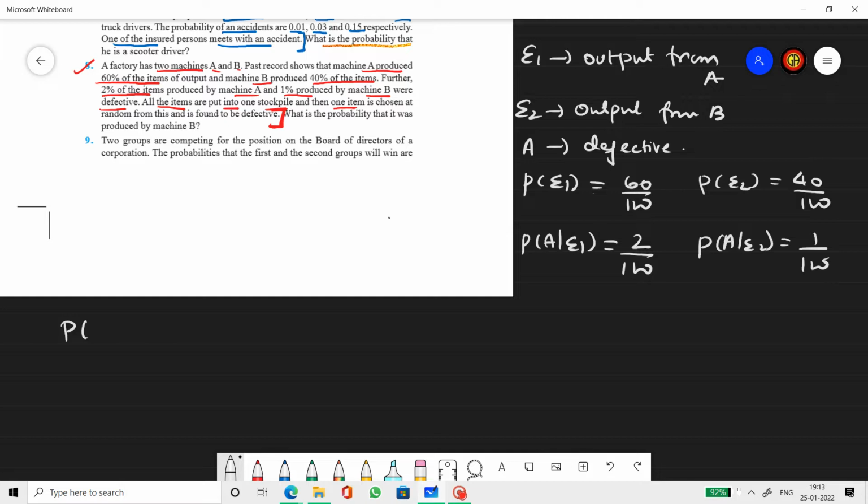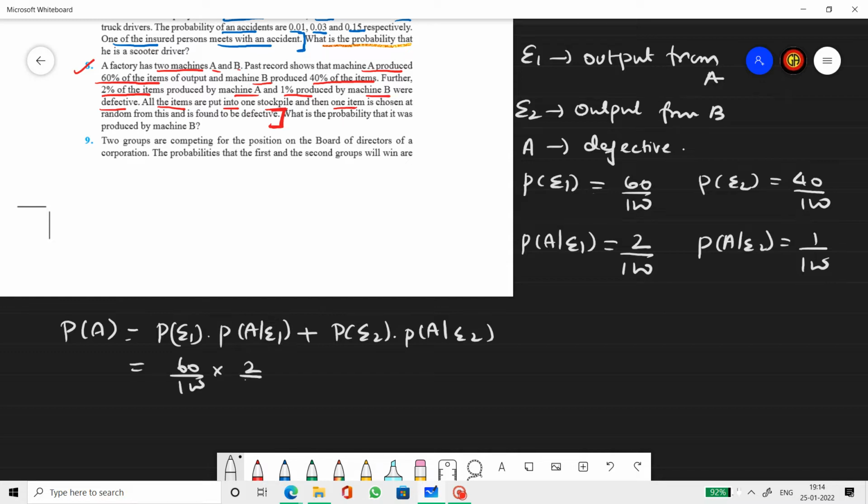So probability of being defective is the total probability here, which is P of E1 into A given E1 plus P of E2 into A given E2. That is 60 by 100 into 2 by 100 plus 40 by 100 into 1 by 100. Now, the next part of the question. What is the probability that it is produced by machine B? So that is E2 for us.